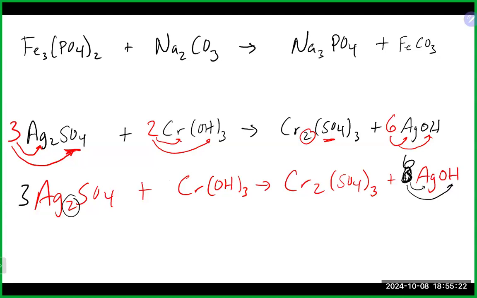Then I could put my 3 there for my silver. And that gives me my 3 sulfates. And that also gives me my 6 hydroxides I need. So you could do that and pick up from the middle, or you could just start with the other polyatomic ion as well.